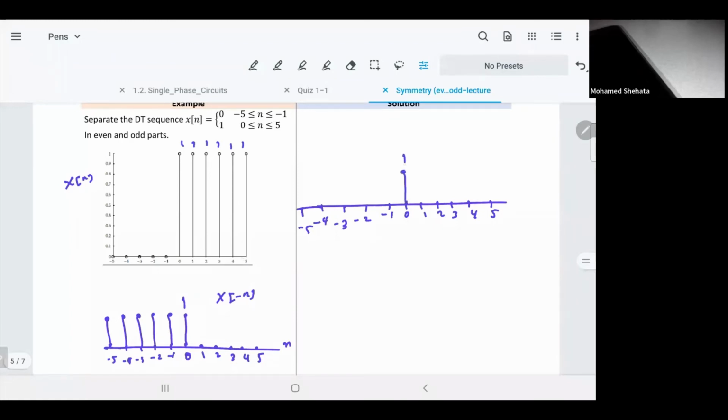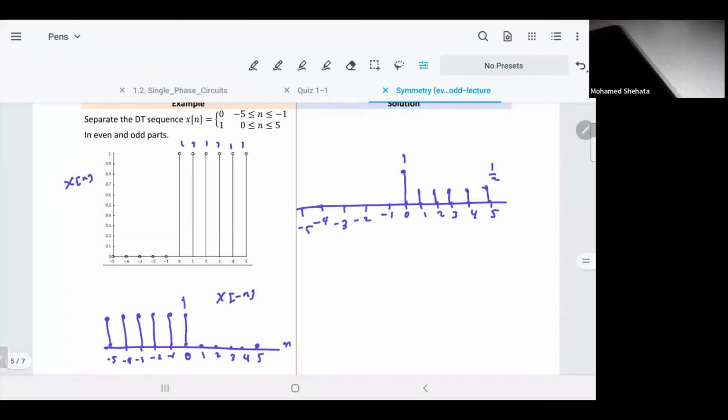Now, at 5, when n equals 5, x of n is equal to 1, and here it is equal to 0. So 1 plus 0 is equal to 1, divided by 2, a half. So obviously, I'm going to have a half for all these samples, right? Because they're all the same, from 1 to 5. 1 plus 0 over 2 is a half.